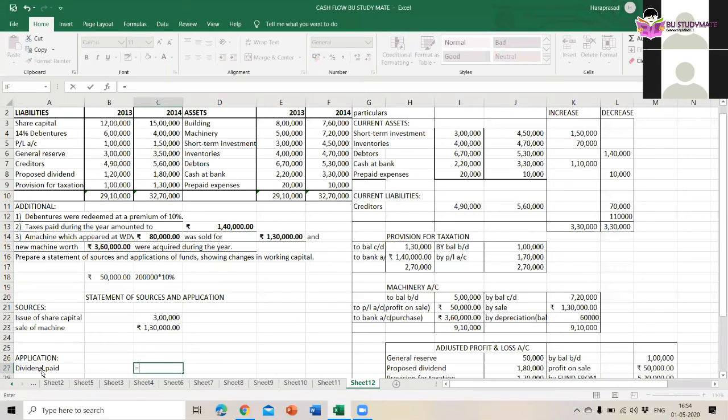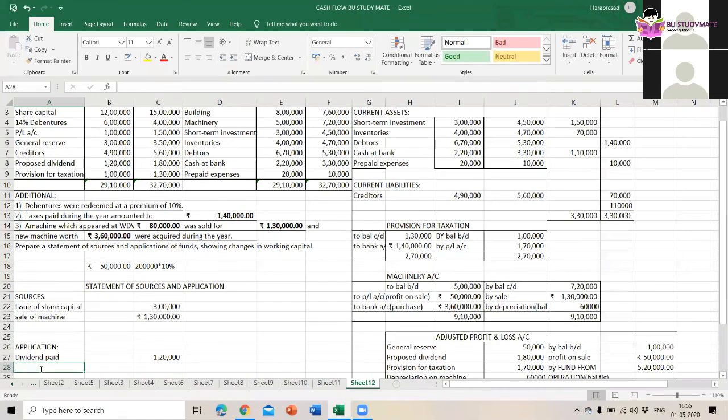Then for the debentures we redeemed at premium of 10%. Here also fund is going out. So I'll write down here redemption of debenture. How much we have redeemed? We have redeemed 2 lakh rupees at a premium 10%. This means 2,20,000.